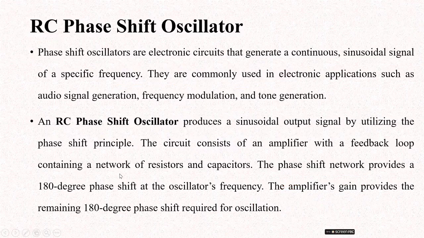So first of all, let's understand what an oscillator is. An oscillator is an electronic circuit that produces a periodic, oscillating or alternating waveform without the need for an external input signal. And it also converts the direct current from a power source into an alternating current (AC) signal.